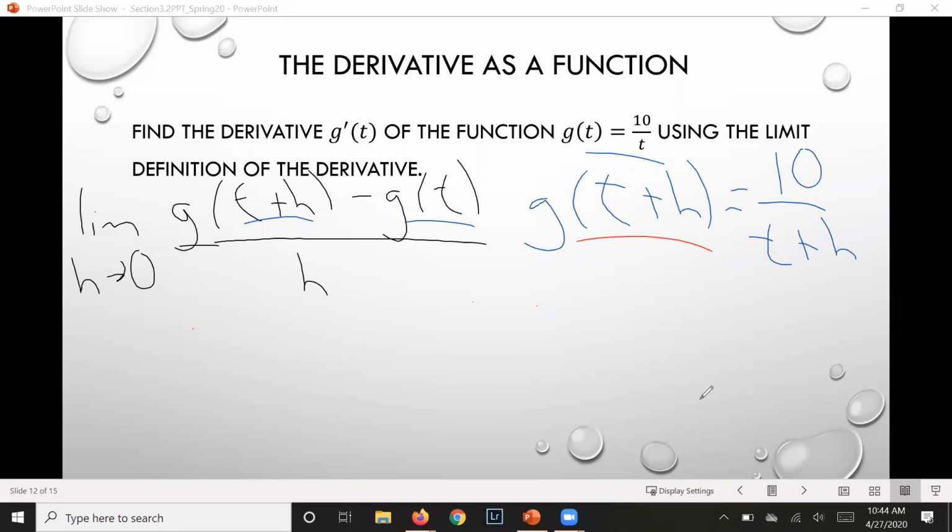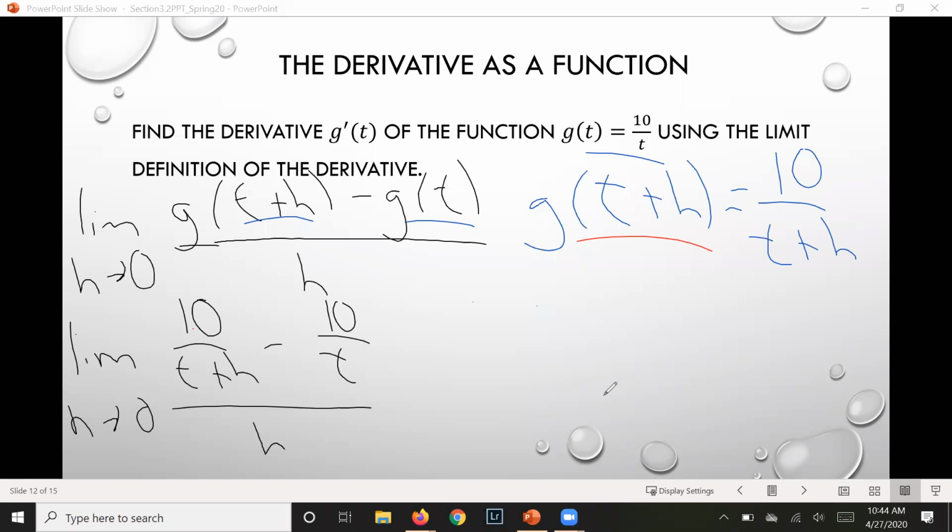So we now plug that into our limit as h goes to 0 of 10 over t plus h minus 10 over t, all over h, which you might look at and think, holy buckets, that looks like a nightmare. And it's not. There's some work we need to do here, but we can definitely handle this. For right now, I'm going to forget about the limit. I'm just going to focus on simplifying this fraction, or this rational expression, okay?